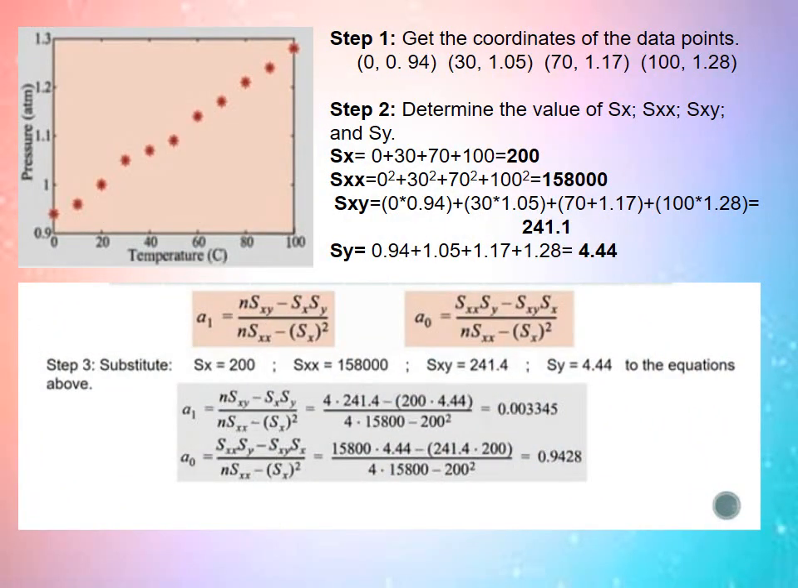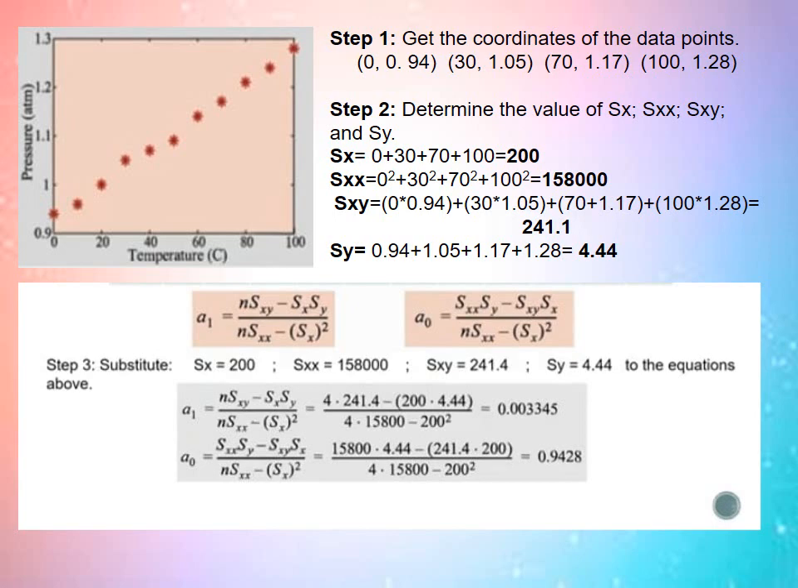If we graph this, guys, this is what comes out. If we look at it, we cannot connect the points using a line. That's why we will do curve fitting. By using that, we get an equation that best describes the set of data. Step 1 is to get the coordinates of the data points. The temperature is the x and the pressure is our y component. We only need the points at 0, 30, 70, and 100 degrees Celsius.